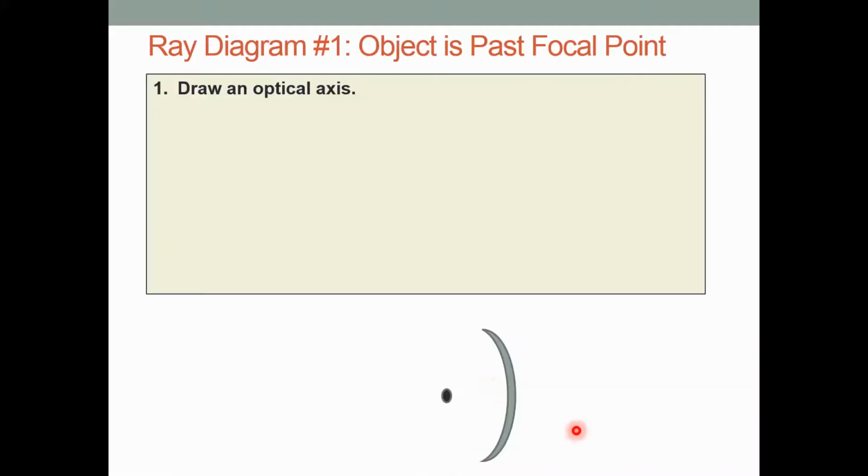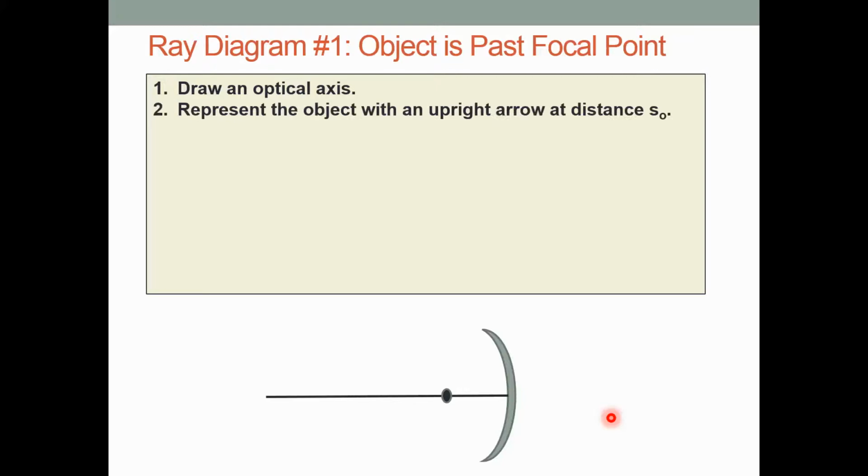So let's start with, we have a concave mirror. I've drawn its focal point. We're going to start by drawing the optical axis. That's the axis that goes through the center. The next step for a ray diagram is to represent the object, and we usually draw an upright arrow for our object. We don't draw the actual object itself, just a representation. And we're going to put it at a distance that we label SO. That is the distance of the object. So this is our object. It's at distance SO. So for this first example, we're going to look at where the object is past the focal point. What is its image going to look like?